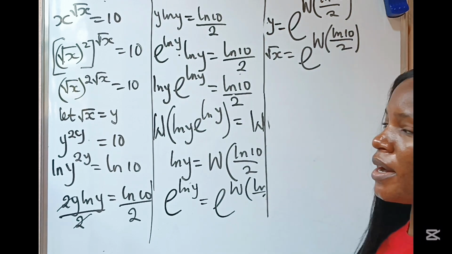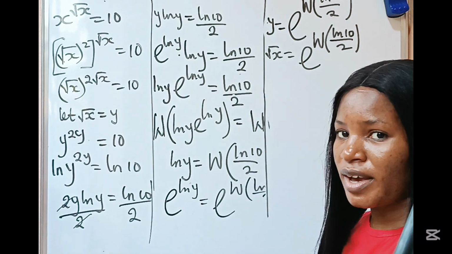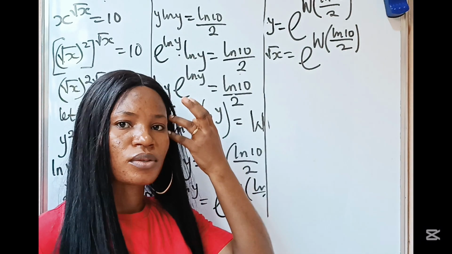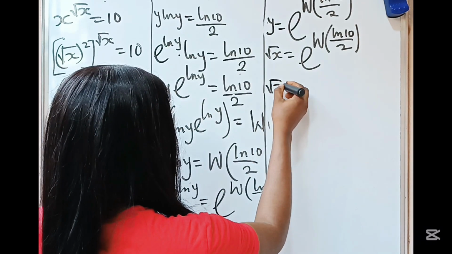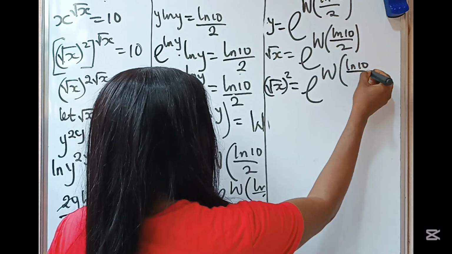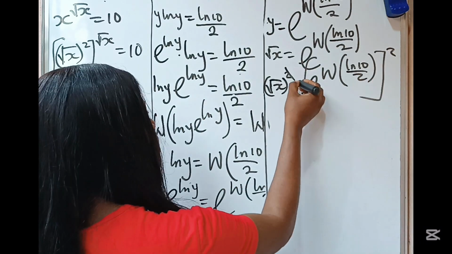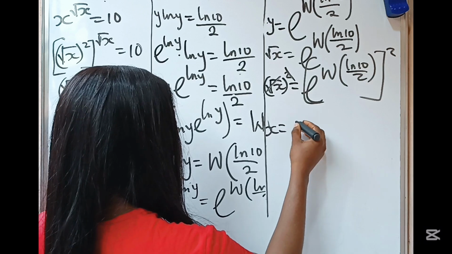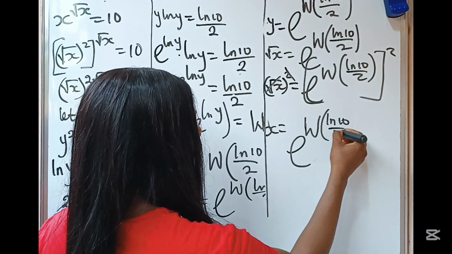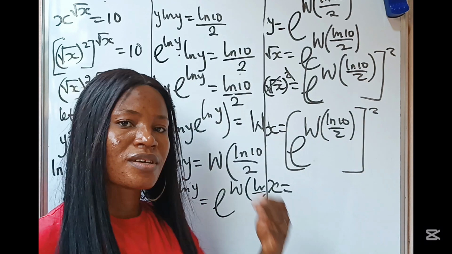Now we have square root of x, but we are looking for the value of x. How do we get that? So we square both sides, so we are going to have x is equal to e to the power of the Lambert W function of ln 10 divided by 2, everything squared. So this will cancel this and we have x is equal to e to the power of the Lambert W function of ln 10 divided by 2, raised to the power of 2. Now the value of this is approximately 3.4 and so on and so forth.